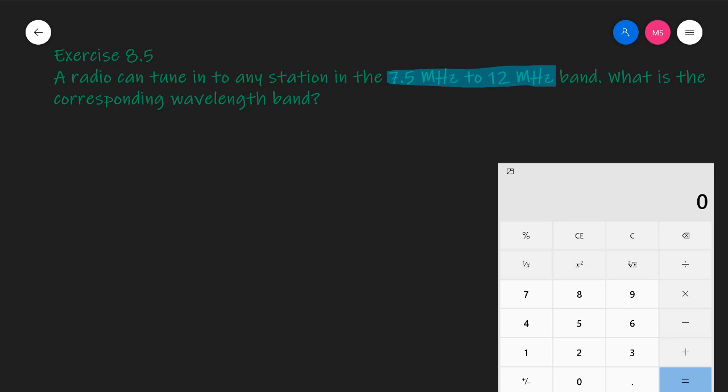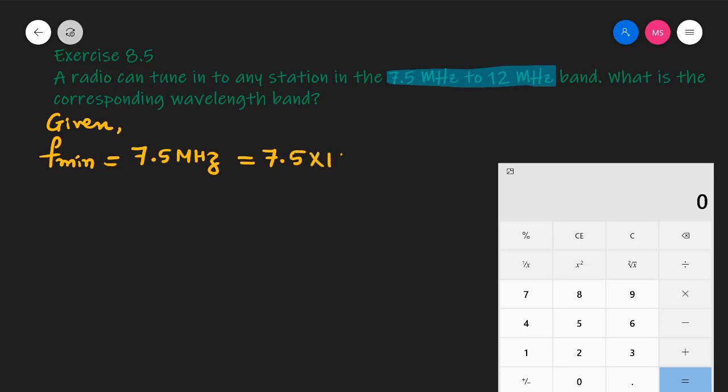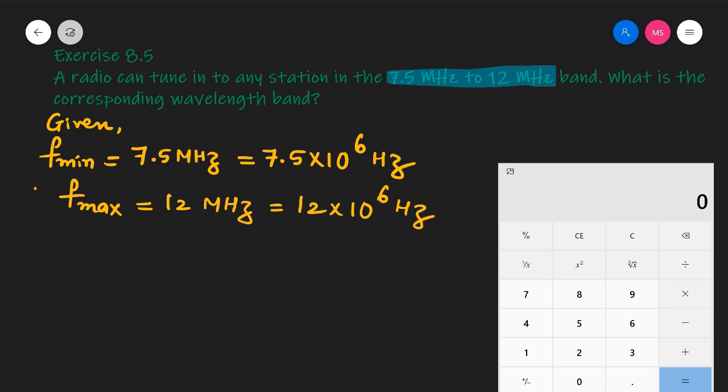So in this example minimum frequency is given as 7.5 megahertz, so that is equal to 7.5 into 10 to the power 6 hertz, and maximum frequency is given as 12 megahertz, so that is equal to 12 into 10 to the power 6 hertz.